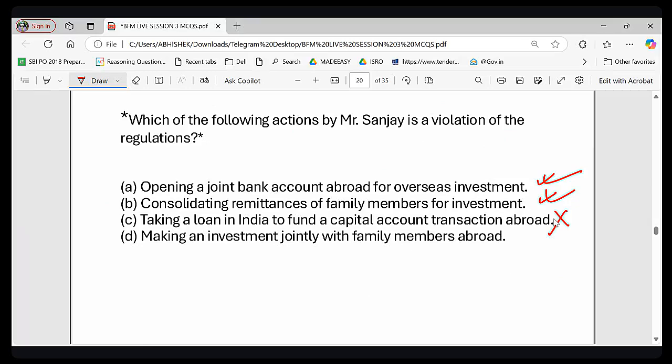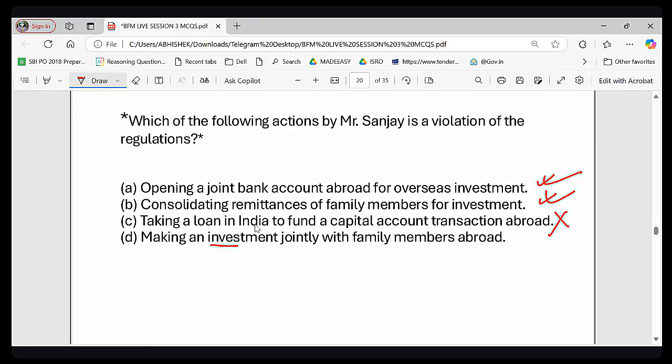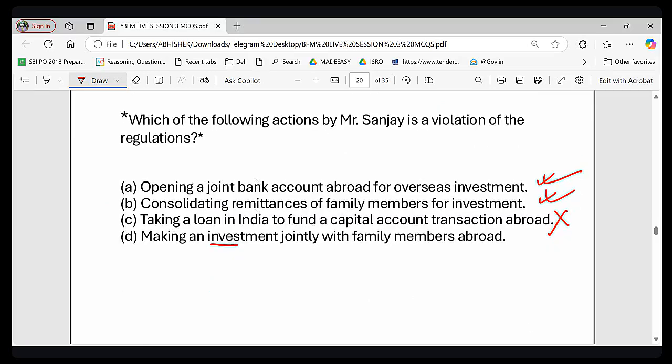Is it okay for Mr. Sanjay to make an overseas investment jointly with his family member? Option D, you can say, is it okay for Mr. Sanjay to make an overseas investment jointly with a family member? Type yes or no. Dinesh has answered yes. Okay, so you are saying that it is okay for Mr. Sanjay to make an overseas investment jointly with a family member. What do all the other members think? What do you think? Whether it is okay or not?